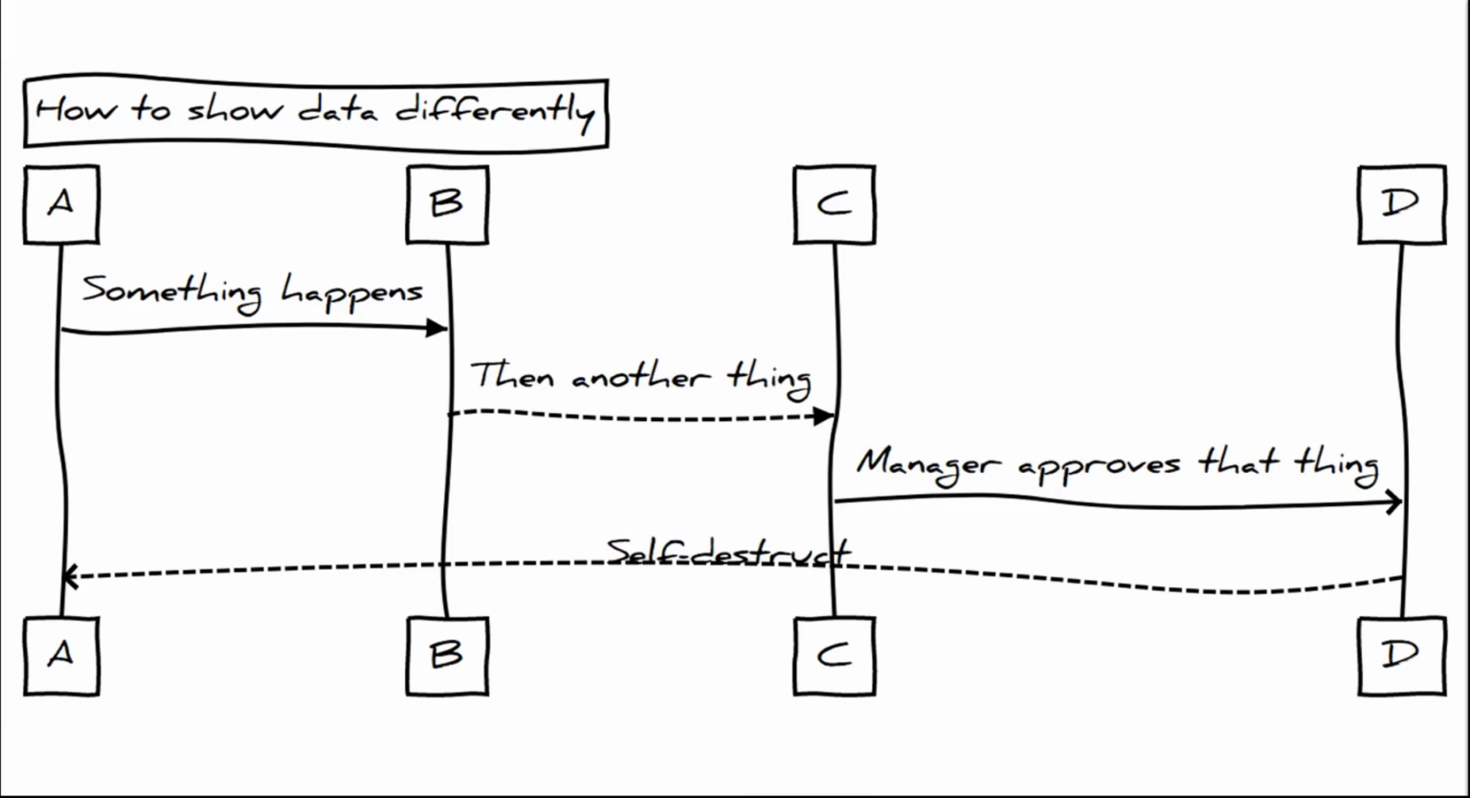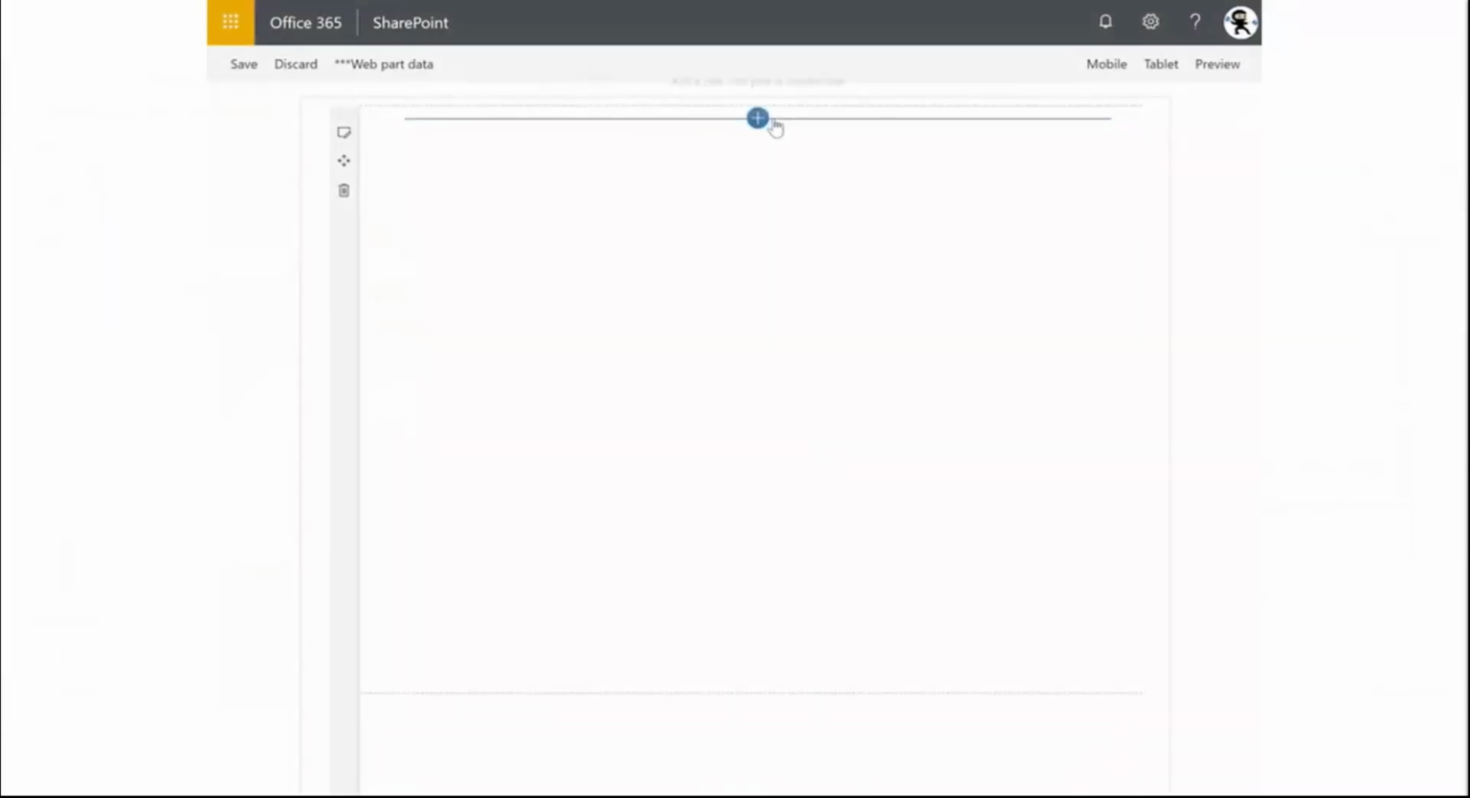Or maybe I want to select an item from a list and dynamically update the diagram based on the item that is selected. Or maybe I want to select a point in the diagram and dynamically show related items or documents related to that step in the process. And that's exactly what this solution does. In fact, the diagram you're looking at here is generated directly from one of the web parts.